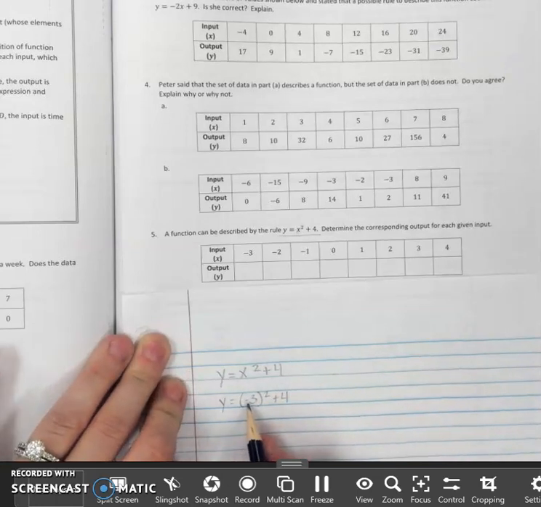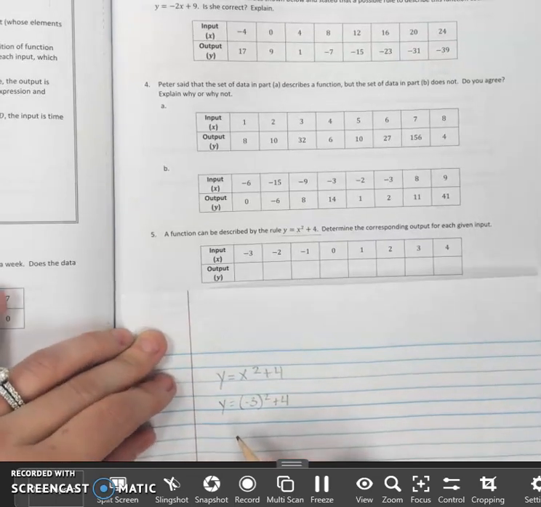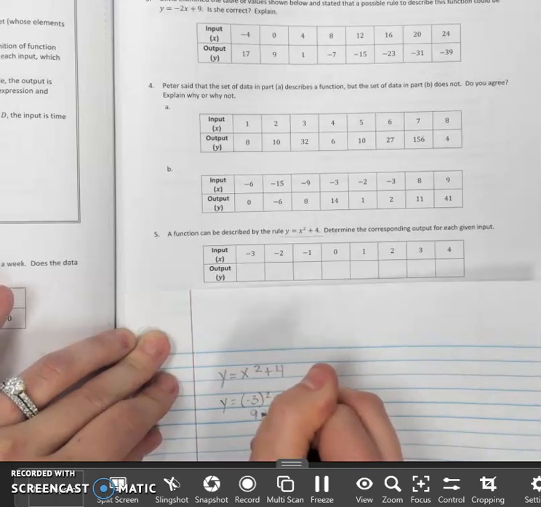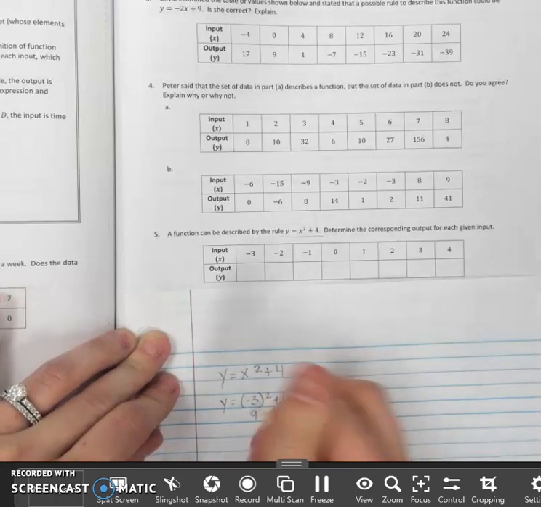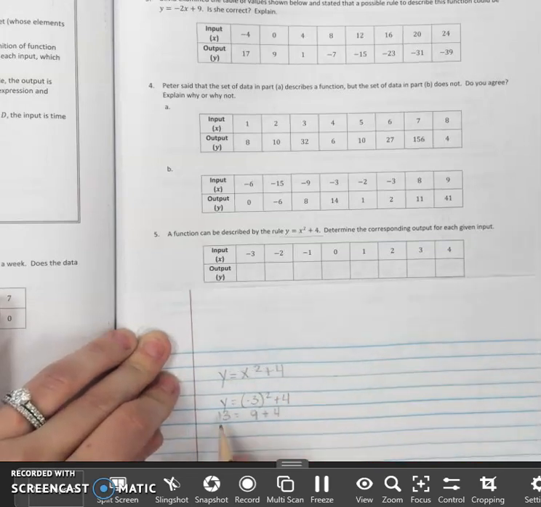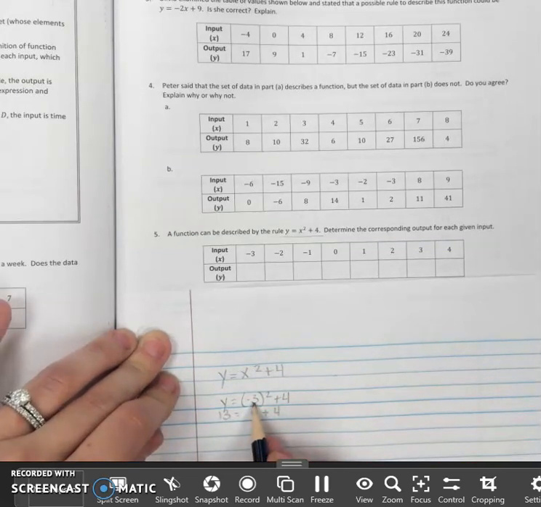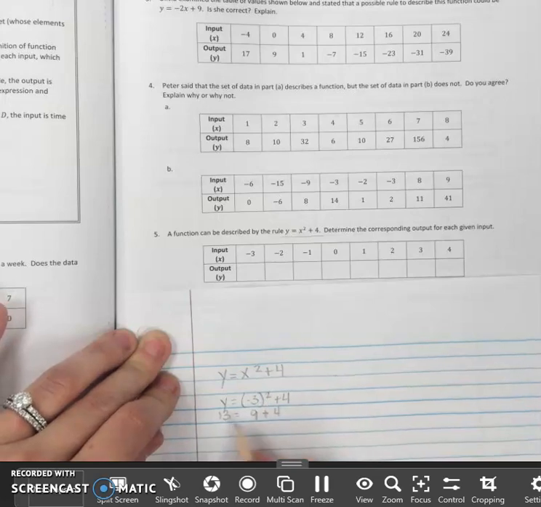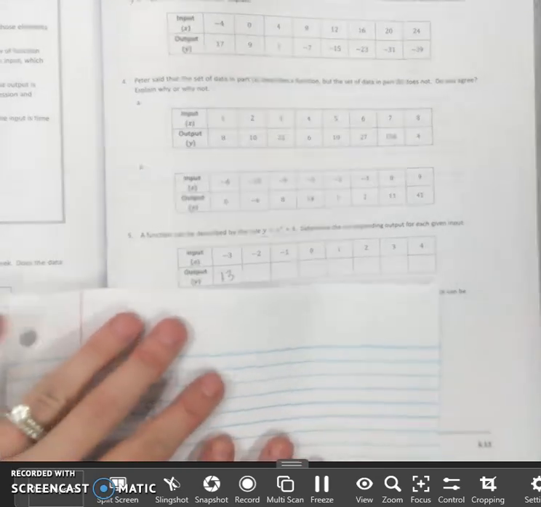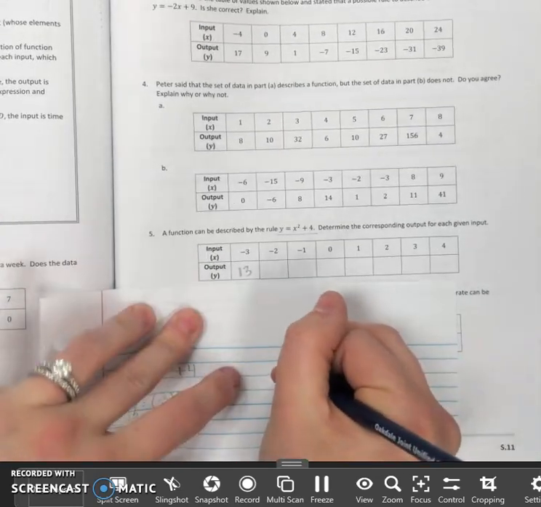To do this, negative 3 squared is really negative 3 times negative 3. We know that a negative times a negative is a positive. Negative 3 times negative 3 is 9, plus 4 equals 13. Again, I got that 9 because negative 3 squared is 9. So my first output is going to be 13. Let's scoot over a bit and do another one for you.